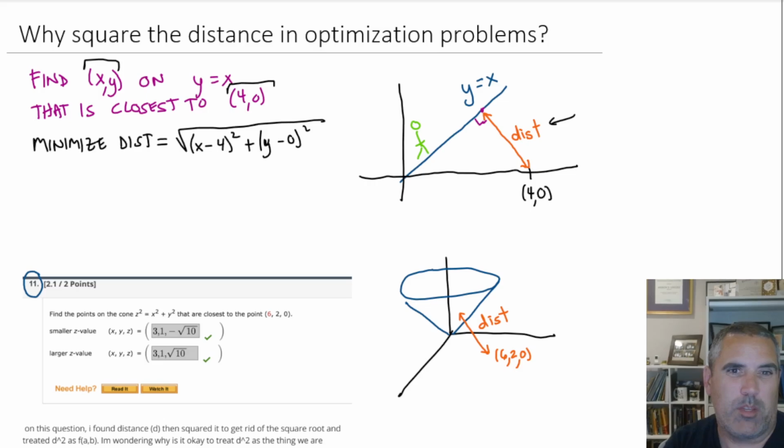But I often say we haven't put the constraint in yet, because if you're allowed to stand anywhere you want, you would stand right here and you'd be as close as possible. What's preventing me? The prevention is that the y has to be equal to the x.